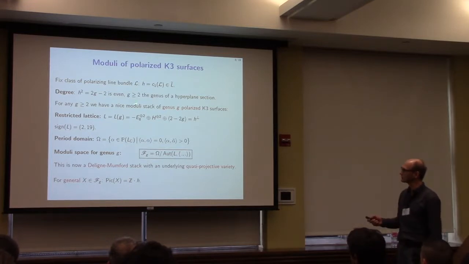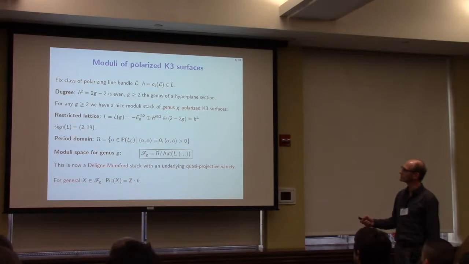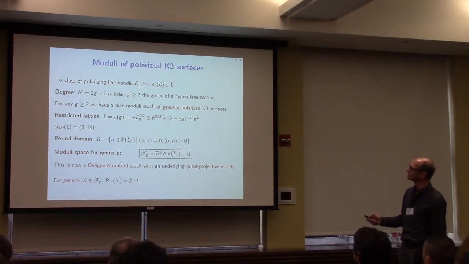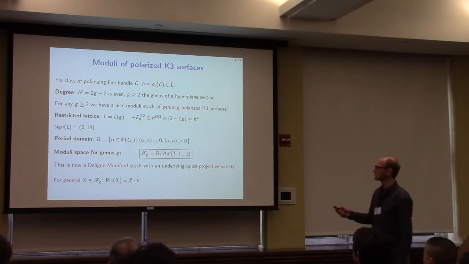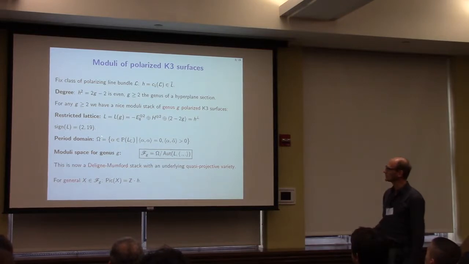And the period theory goes very similar, formally very similar. So now the H class is already given, you know what H is. You look at H perp in your lattice L tilde, and that gets you down to this kind of lattice. The two E8 classes are fixed, now only two hyperbolic copies, and then there's this kind of negative addition to the form in H together with this hyperbolic lattice. The signature here is (2,19). And the period domain looks probably the same as before.